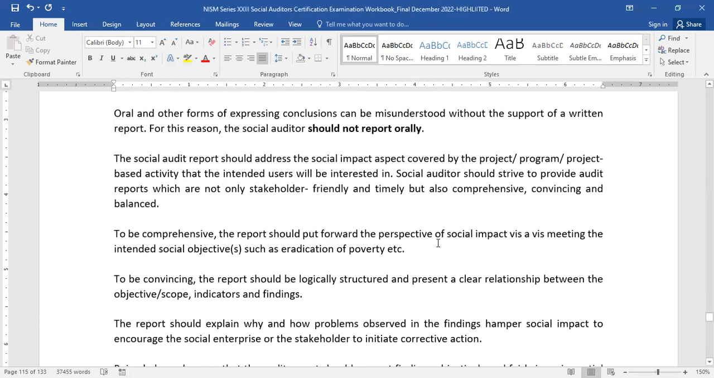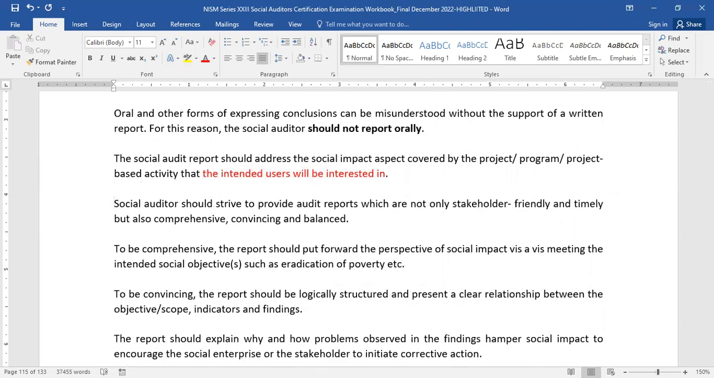The social audit report should address the social impact aspect covered by the project, program, project-based activity that the intended users will be interested in. Social auditor should strive to provide audit reports which are not only stakeholder friendly, timely, but also comprehensive, convincing and balanced. इसके ऊपर कई बार पूरी लाइन आ जाती है और उसको बोला जाता है कि ट्रू है या फॉल्स है. तो ये comprehensive होनी चाहिए, convincing होनी चाहिए, balanced होनी चाहिए, stakeholder friendly होनी चाहिए और timely होनी चाहिए. एटलीस्ट 5 इंग्रेडिएंट्स इसके अंदर होनी चाहिए.